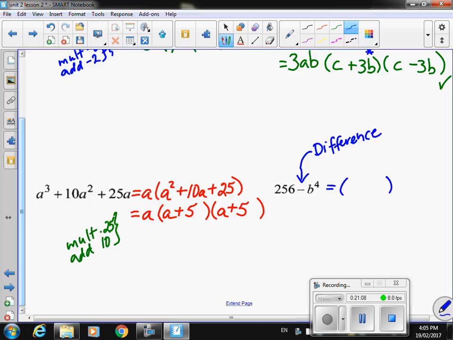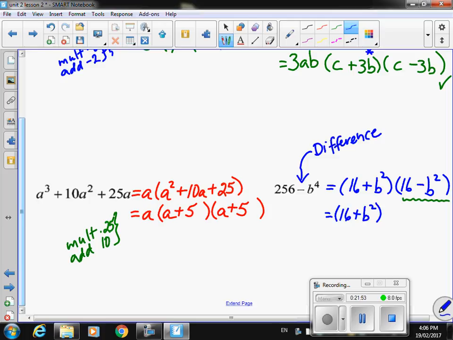Two sets of brackets. One is positive, one is negative. I need two numbers at the front of those brackets that multiply to 256, and they have to be identical. 16 and 16. At the back half of the brackets, I need a term that's identical in both and multiplies to b to the 4. B squared and b squared. It looks like I'm done. However, if you're clever, you might notice that this one is also a difference of squares. So I could go a little bit further. We don't have a beautiful rule for an addition of squares, so I'm going to leave him alone.